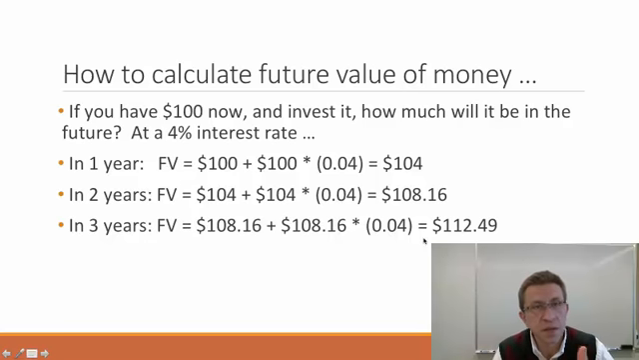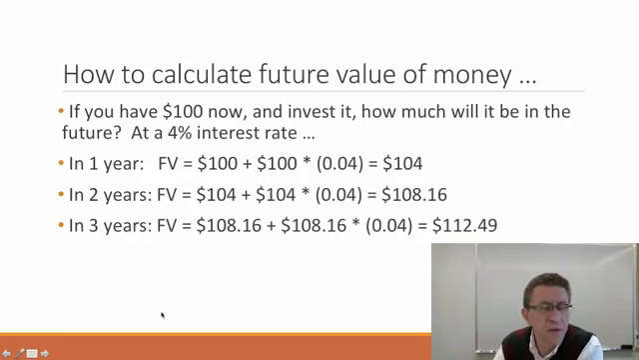So how do we calculate the future value of money? We're going to make a couple assumptions here. Say you have $100. This amount could be anything, but 100 is a nice, easy number to work with. You invest it. We need to know what the interest rate is. We're going to assume a 4% interest rate right now. And we need to know how many years in the future we have. Doing that, we can figure out the future value of money.